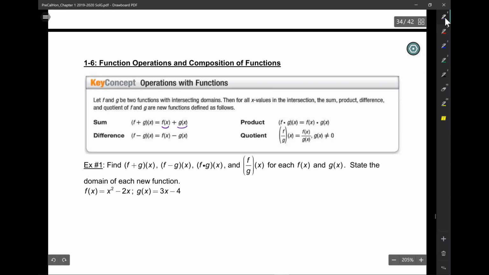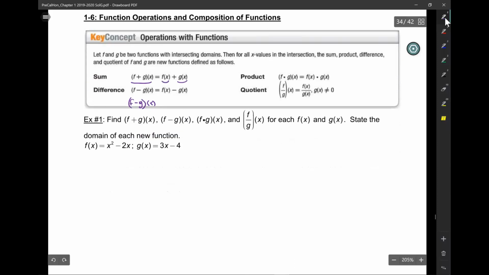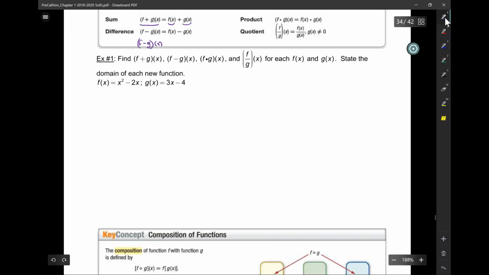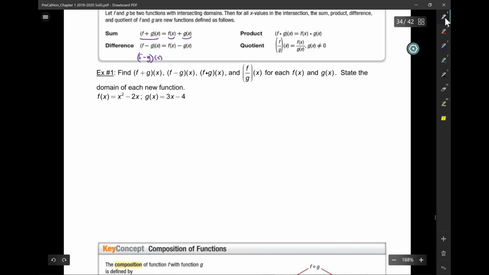But in order to make the notation a little bit more concise, we can also write it as f plus g of x. Okay, so then if I write, let's say, f minus g of x, what I'm doing is taking my f, subtracting g, and this is all a function of x. So it's just f minus g. That's all that is. Okay, so here we have two functions, and we're going to perform these four operations on these two functions. So let's go ahead and do that. And then we're going to go back and do domain.